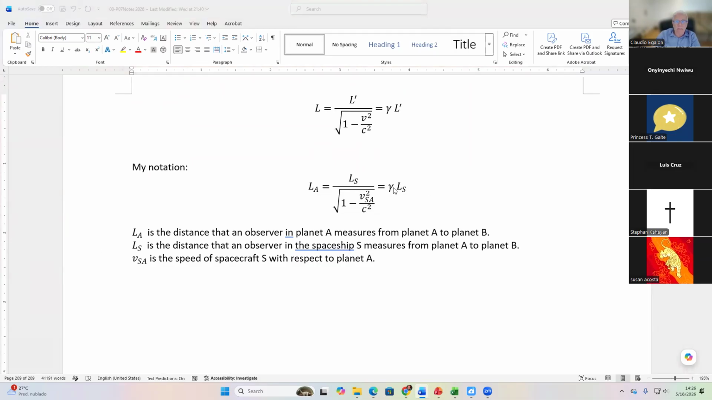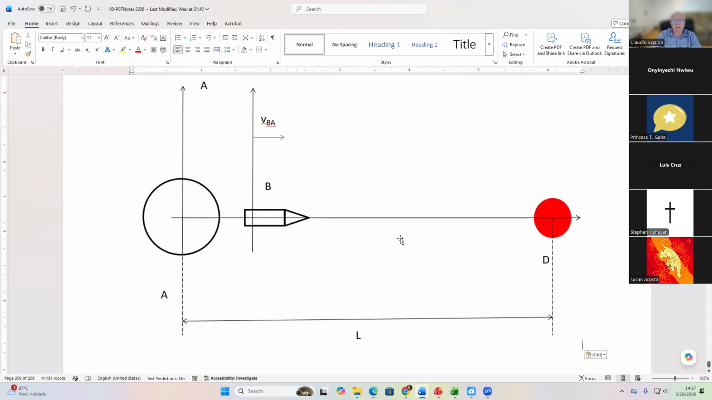And here you go, we have the factor gamma again, right, which occurs with loss of frequency. The picture that you have to have in your mind is this one right here. I should have presented that picture for you before, right? Here's the rocket, the spaceship. The referential B. I call it this planet D.